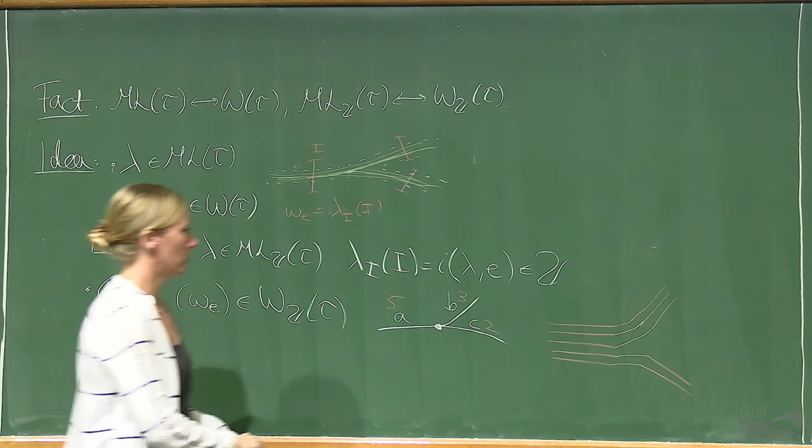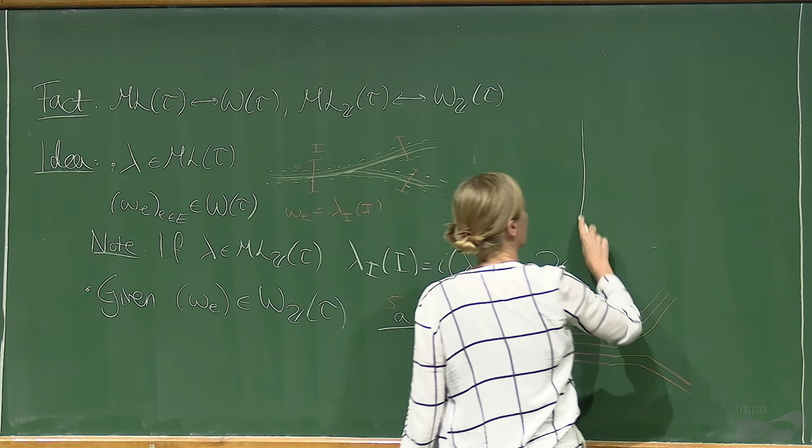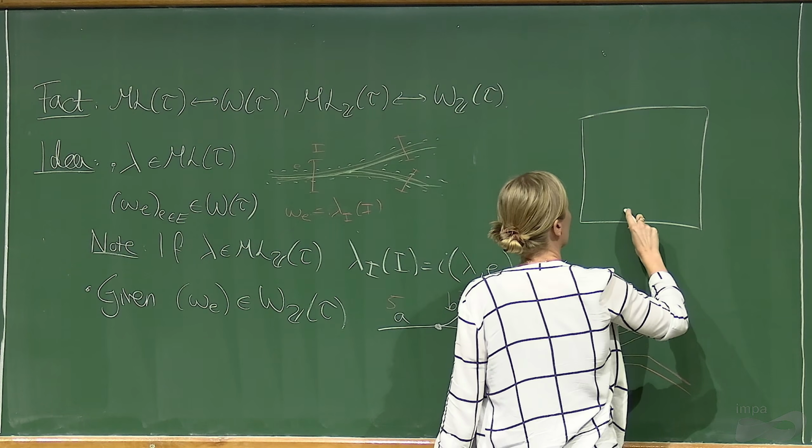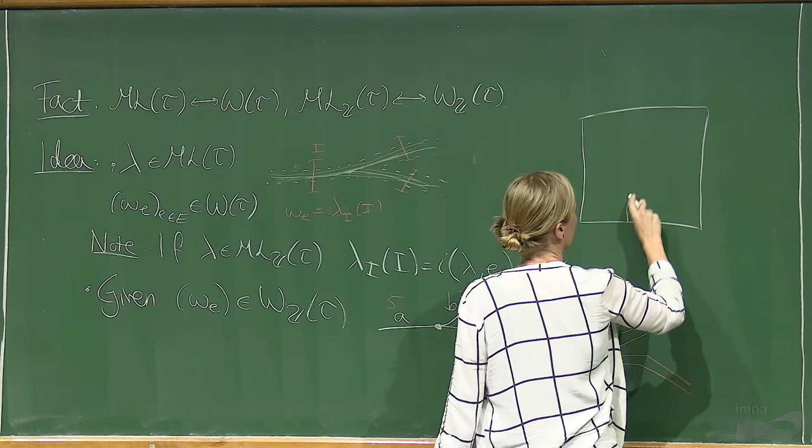So for example, on the torus, say we have this train track.